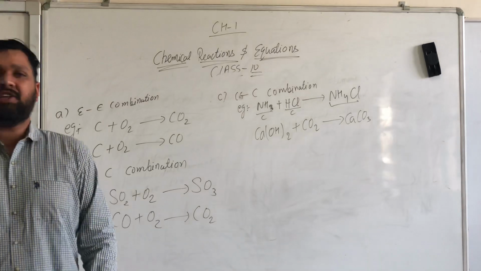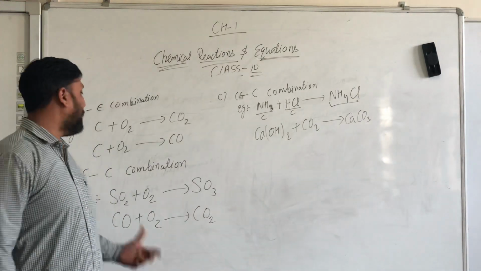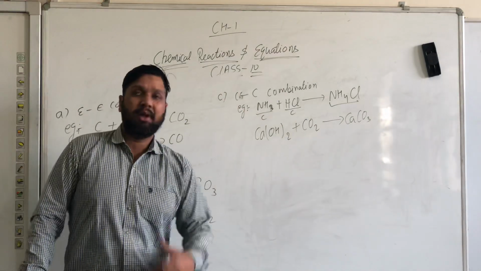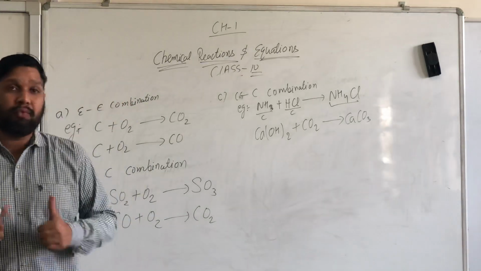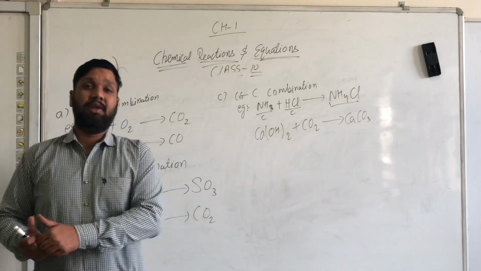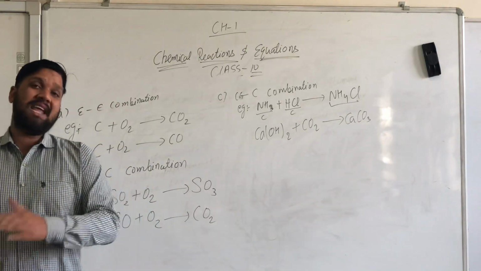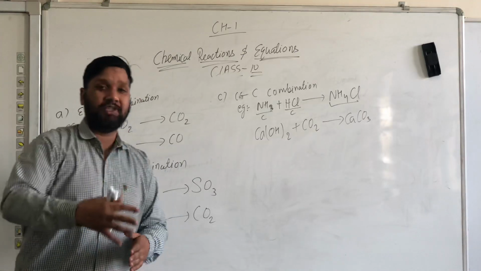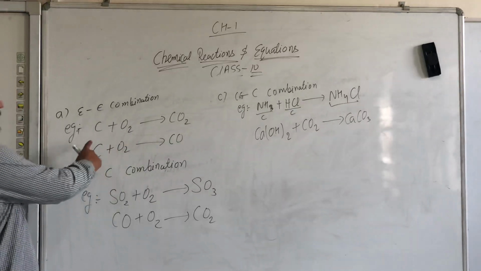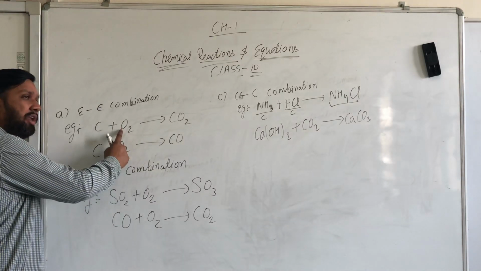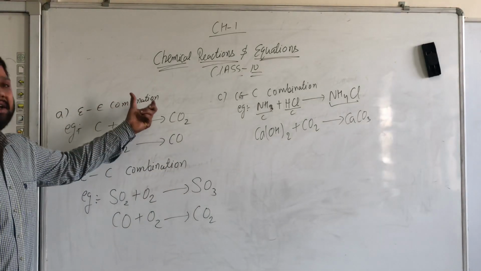In combination reactions we have three types. One type is called element-element, another element-compound, and the third compound-compound. The reaction is said to be element-element combination if one type of atom of one species reacts with one type of atom of the other species. Here carbon is one type, oxygen only one type, and they react to form carbon dioxide. This is an element-element combination reaction.